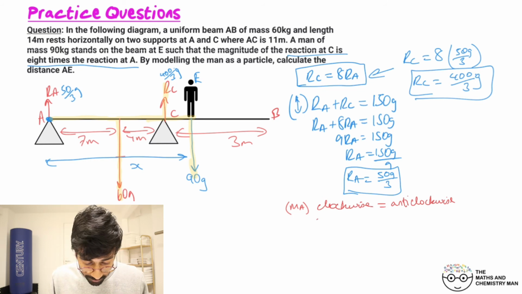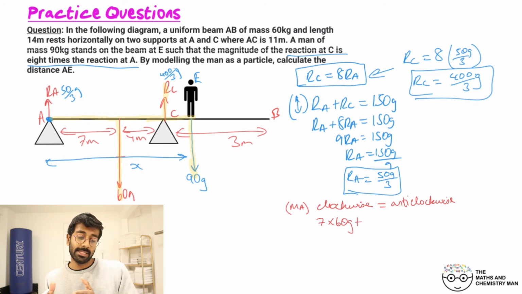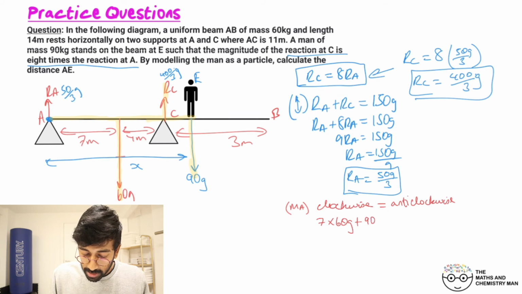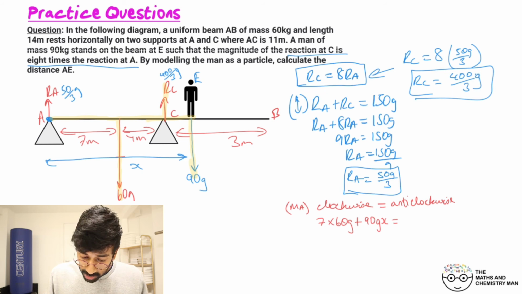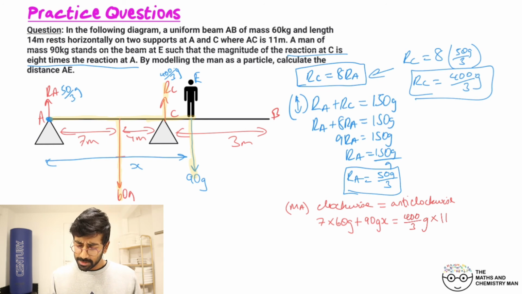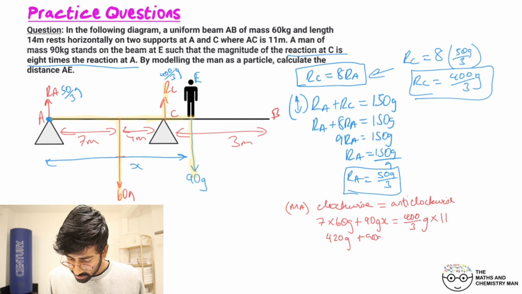Our clockwise moments, 60G and 90G, are both going to create clockwise moments. So we'll need to do 7 times 60G, plus, now we don't know the distance that the man is standing, so let's just call it X, that's going to be 90GX. Now, looking at the anti-clockwise moment, that's going to be caused by the 400 over 3G, which is the reaction at C. So that's just going to be 400 over 3G multiplied by the distance, and that is 11, isn't it? So there we go. Now simplify this down just a touch. That's going to be 420G plus 90GX is equal to, oh goodness me, let's multiply that real quickly.